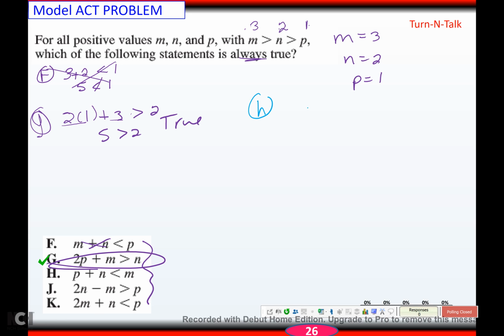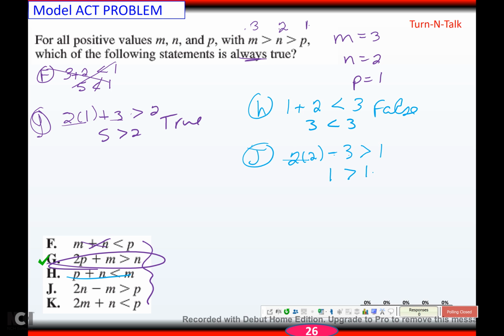So if I look at H, I would have P, which is 1, plus N, which is 2, and that claims it's less than 3. That's 3, which is not less than 3. Now, if that was less than or equal to, it would be true, but 3 is not less than 3, so that's false. Okay, if I test J, it says 2 times N, which is 2, minus M, which is 3, is greater than 1. That's 4 minus 3. 1 is equal to 1, but it's not greater, so that is false. And then finally K says 2 times 3 plus 2 is less than 1. This is 6 plus 2 is 8, which is not less than 1. That's obviously false.